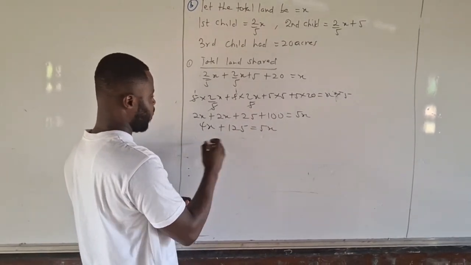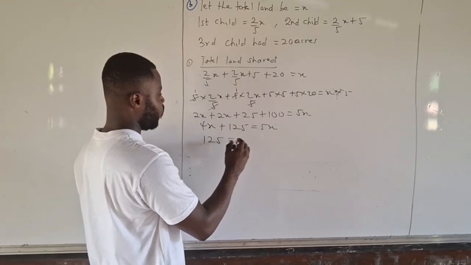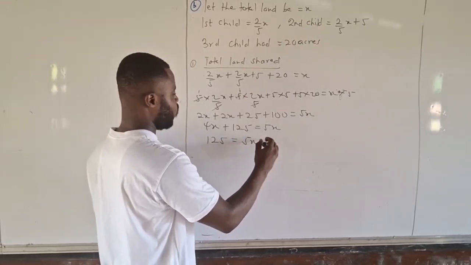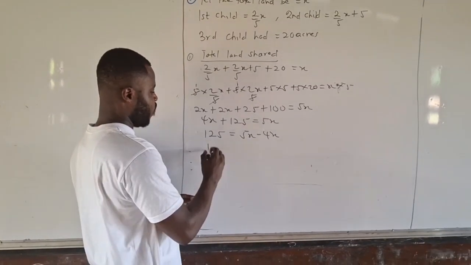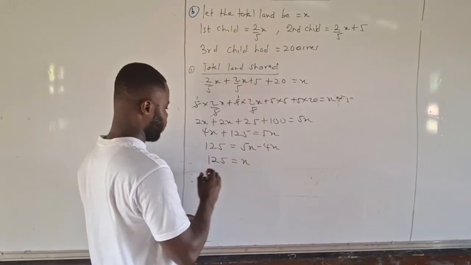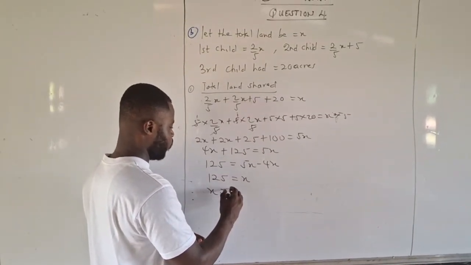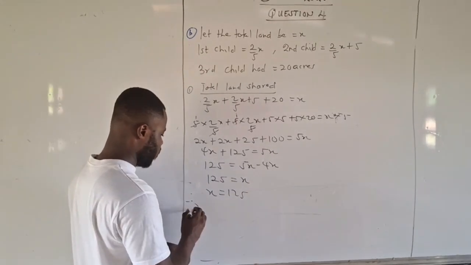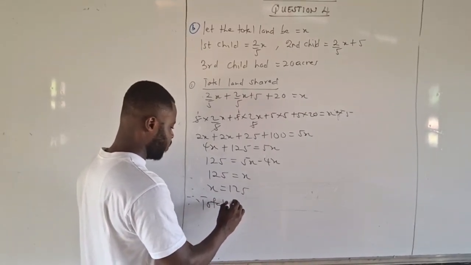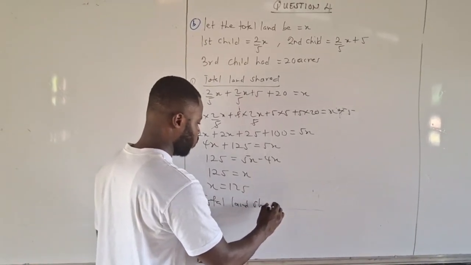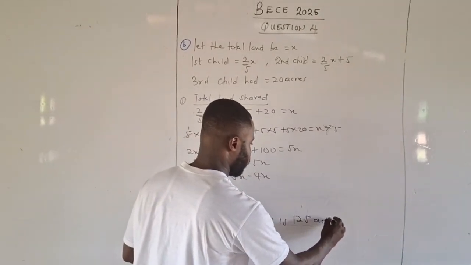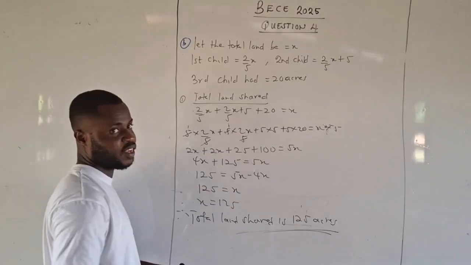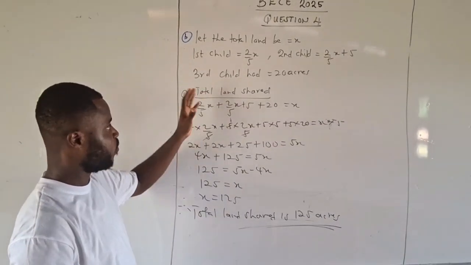So now to find x, we leave the 125 here, then we send 4x to the other side to be 5x minus 4x. So we have 125 is equal to x, or we can say x is equal to 125. So therefore, the total land shared is 125 acres. This is the total land that was given, that is the x.